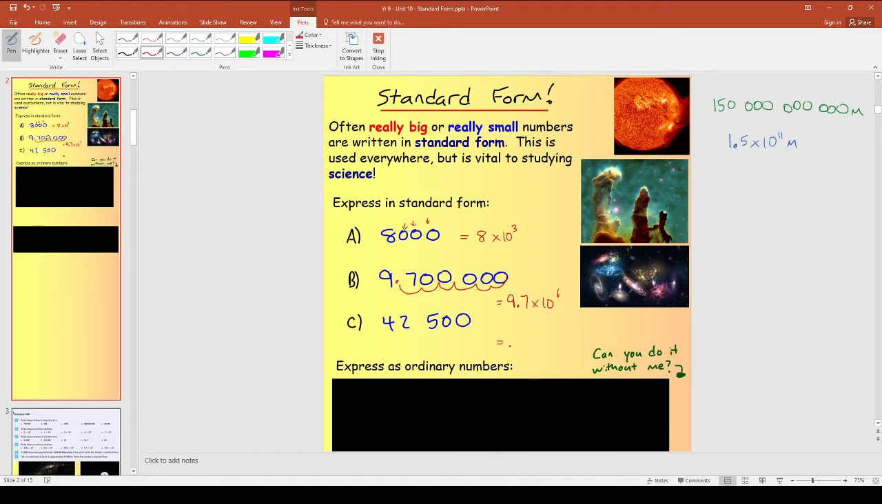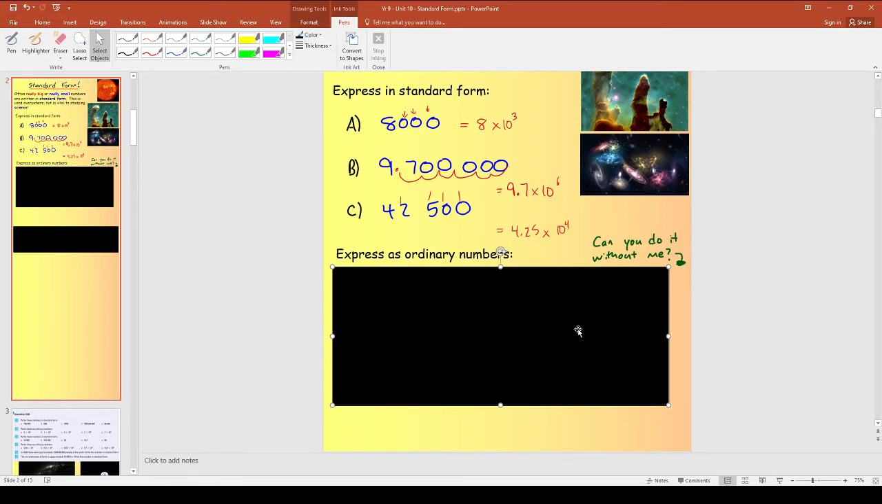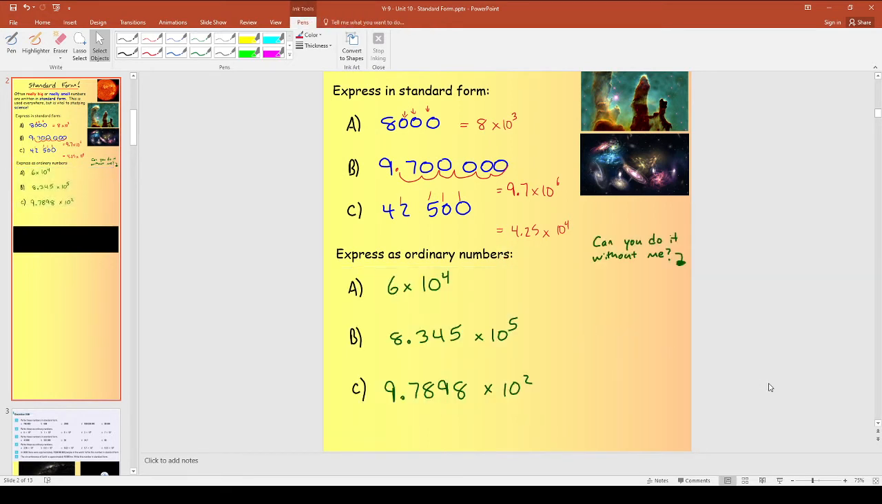Well, if you said 4.25 times 10 to the 4, you're absolutely right. So good work, Super Nines. Okay, cool beans, buddies. Without even my help, I want to see if you can do this. Go. Switch them back to ordinary numbers this time.